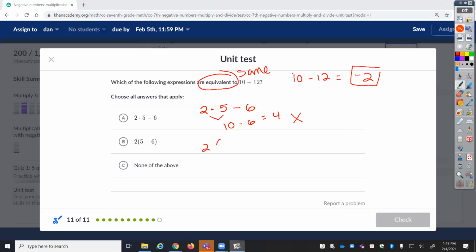Well, let's take the next one. 2 times 5 minus 6 in parentheses. What does order of operations tell you to do first? The distributive property? Not the distributive property. Do the parentheses first. So we do the parentheses first here. What is 5 minus 6? What is it? -1. Good.